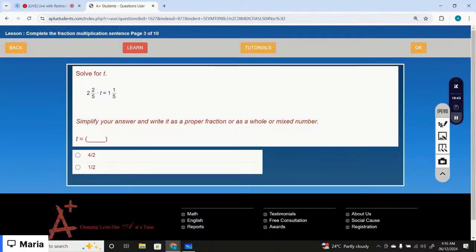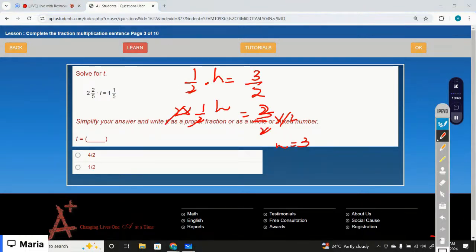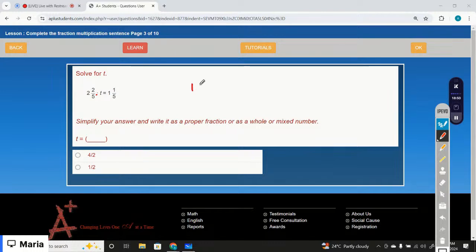Solve for t. Okay, let's just solve. That is 5 times 2 is 10 and 2 is 12 by 5 times t. 5 times 1 is 5 and 1 is 6 over 5. So you need to divide on the other side. So when you divide, that is the reciprocal of 12 by 5, which is 5 by 12. 5 and 5 cancel. You are left with 1 over 2.